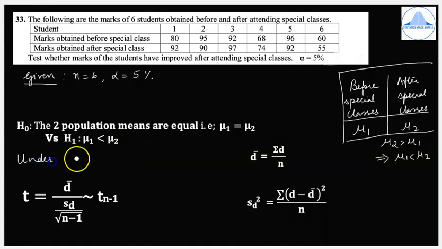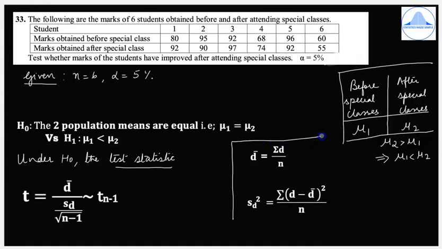Then under H0, the test statistic is, write the test statistic formula. T is equal to D bar divided by S subscript D divided by root of n minus 1, which follows T n minus 1. Now also note down what are the formulae for D bar and for SD square. So D bar is summation D by n and SD square is summation D minus D bar the whole square divided by n.